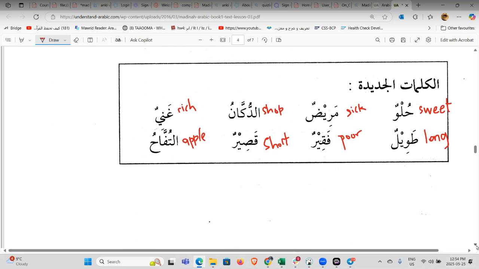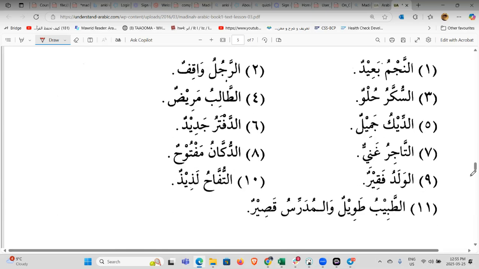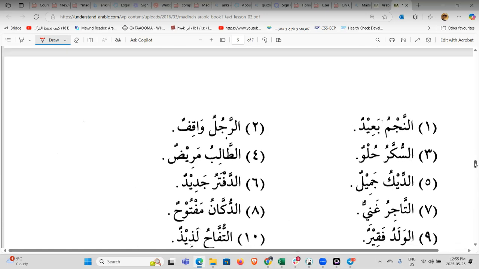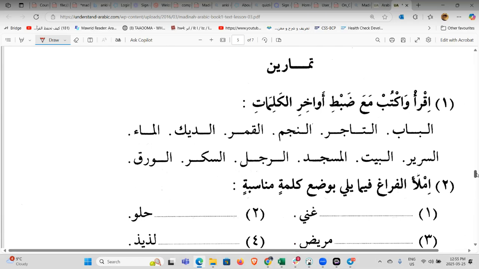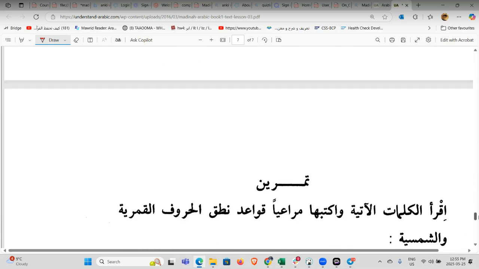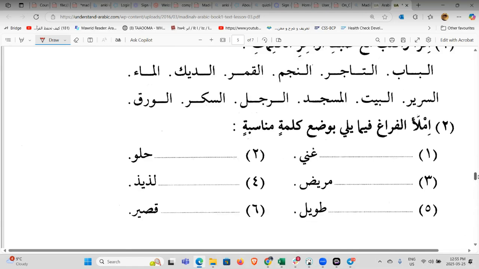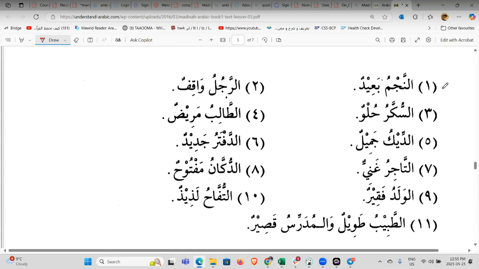Okay, and then let's keep going. Now, using the new vocabulary, we have more exercises. Actually, not exercises, we have more examples. So I'll go over the examples and then we'll do the exercises. There's a lot of exercises, so maybe we won't do all of them. But let me just go through the examples and then we can close it for today, inshallah. النجم بعيد. Unless you guys insist that we do the exercises.